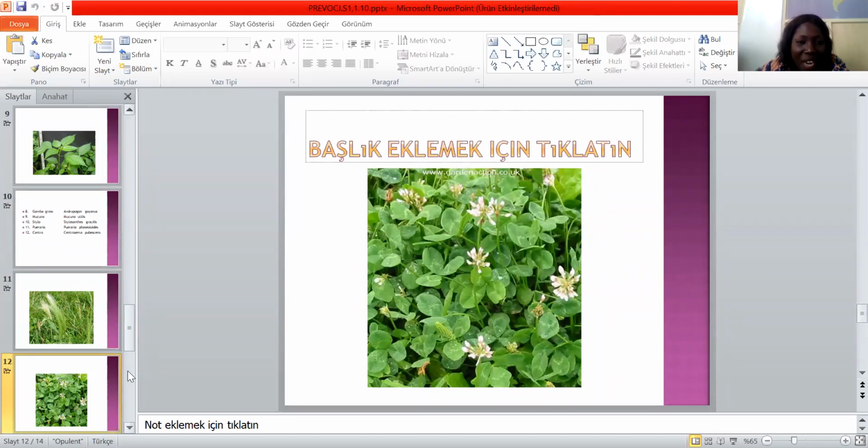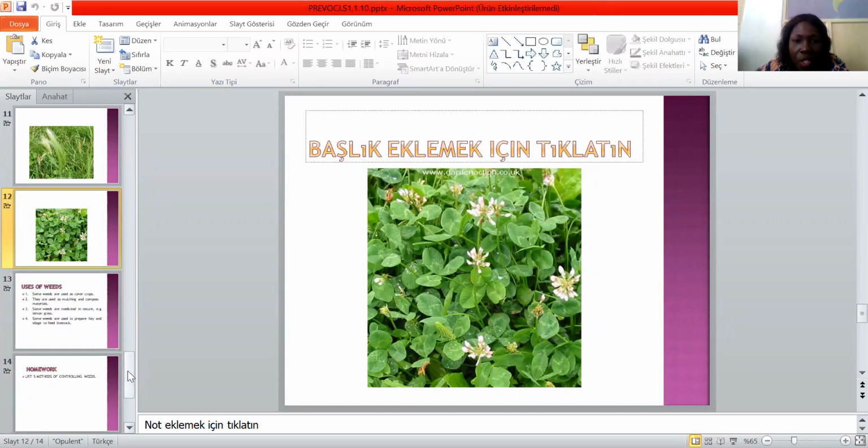This is Crotalaria. Though I didn't write the name, it's also a weed. We find it virtually everywhere at the beginning of rain.